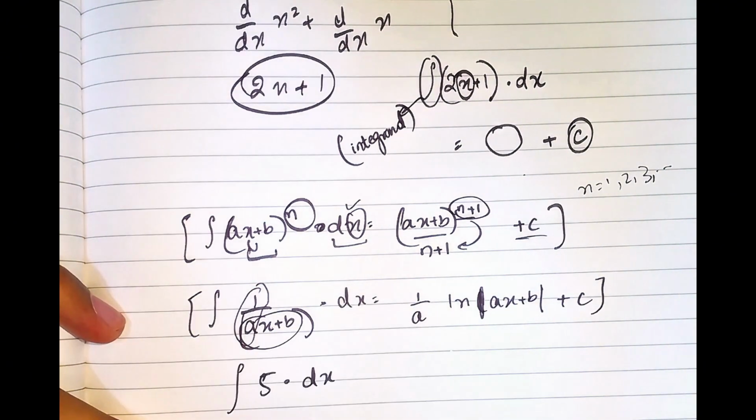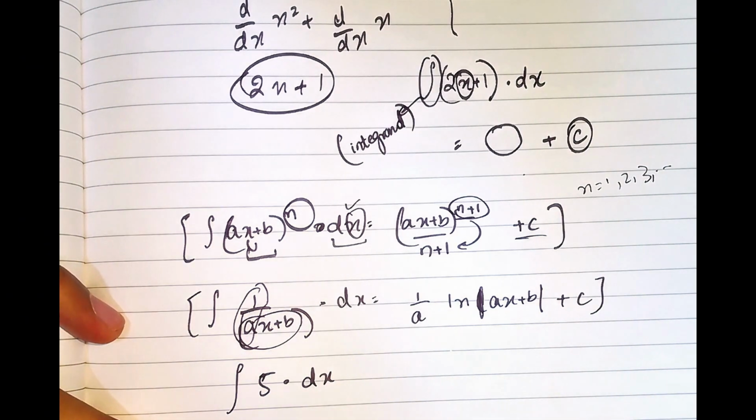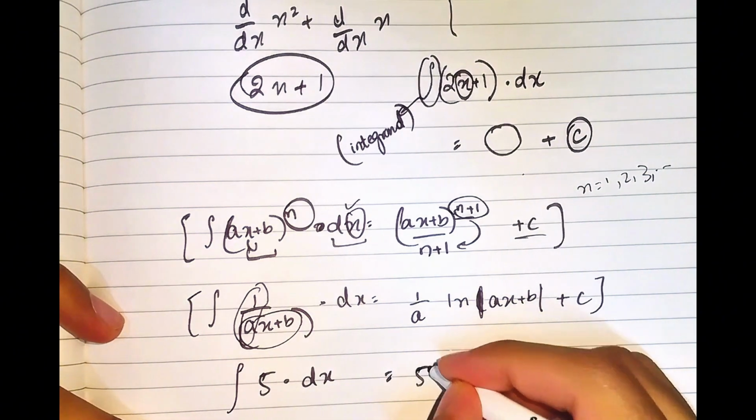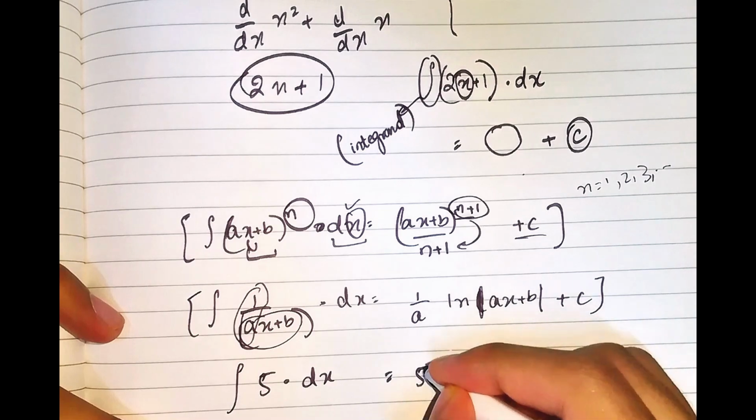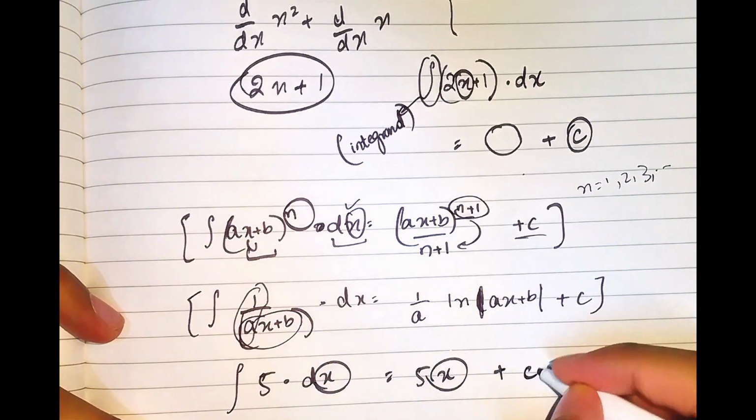Let me just tell you how we can do the integration of 5. Now we know that the derivative of 5 will be 0 because it is a constant. But in the case of integration, it is opposite. It is actually equal to 5x. Okay, so x is the same variable which is given to us, plus the constant of integration.